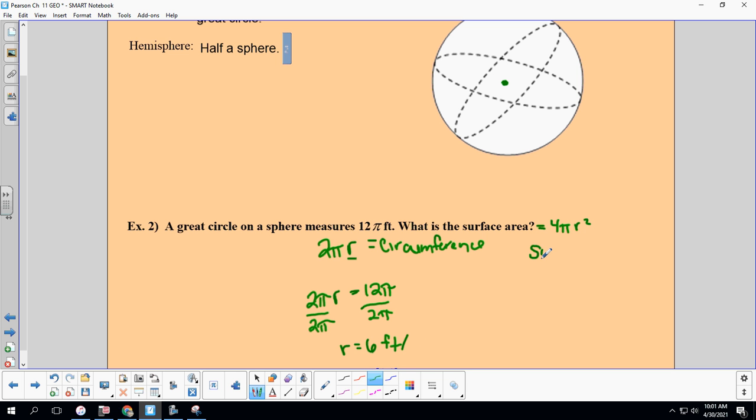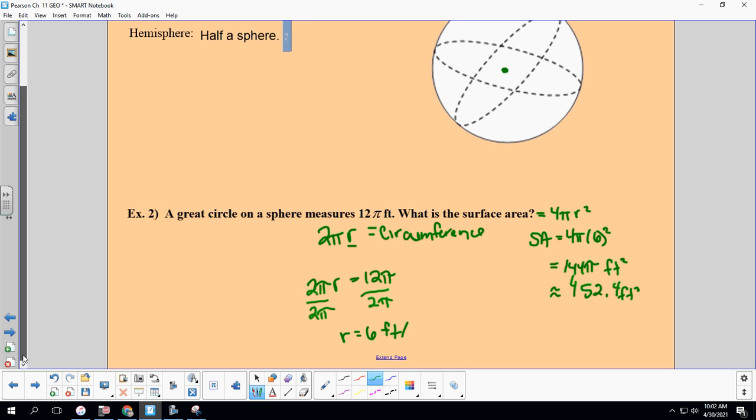So then we can come here and we can go, okay, our surface area is 4 pi times 6 squared. 6 times 6 is 36. And 36 times 4 is 144. We multiply 144 by pi. We get our approximate answer for surface area is 452.4 feet squared. Okay, that's fun with the great circle.